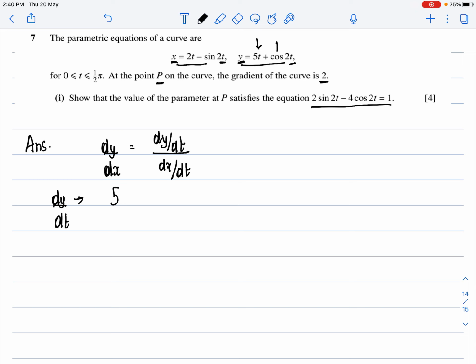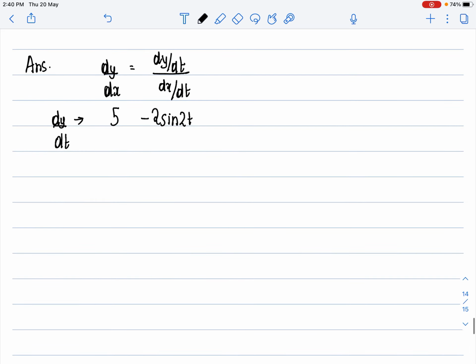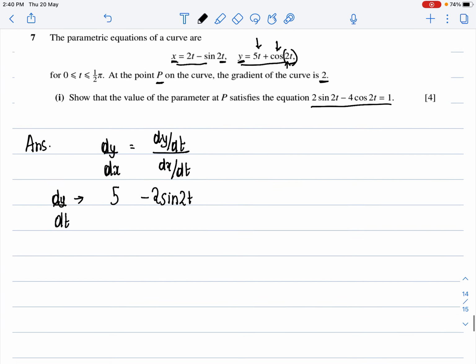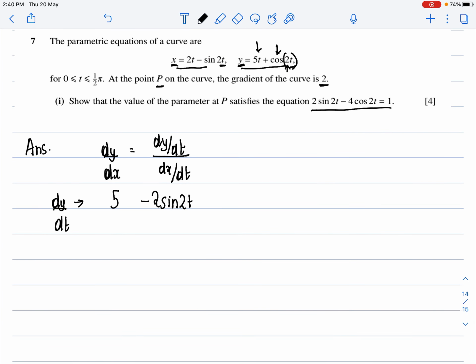Now the differentiation of dy by dt is basically: 5t differentiates to 5, cos differentiation is minus sine 2t, but this will be multiplied by 2 because that's the differentiation of 2t, correct? Chain rule. So I get dy by dt as 5 minus 2 sine 2t. Now dx by dt.